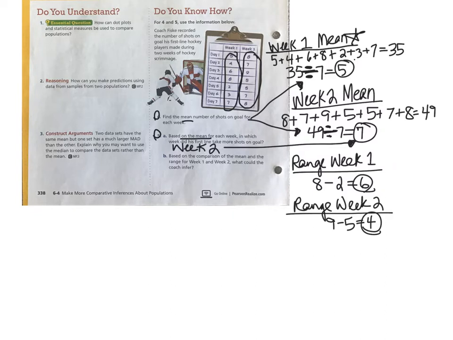So what kind of inference could the coach make? Well, looking at those 2 pieces of data, the mean for week 1 and the mean for week 2, and the range for week 1 and the range for week 2, the coach can infer that the team is improving. The mean was greater, meaning they're taking more shots on goal, and the range was smaller, which means they're being more consistent.